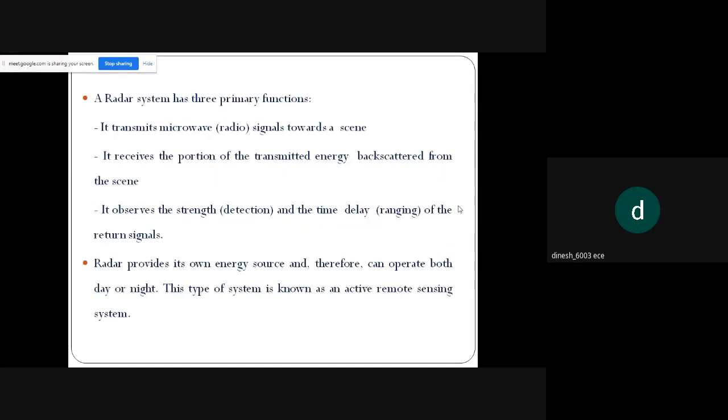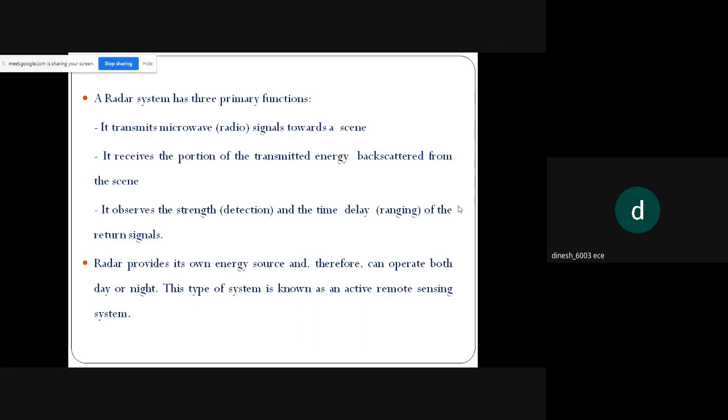So the radar has three primary functions. One is transmitting, second one receiving, third one observing. In transmitting, the radar transmits radio signals or microwave signals towards the target. Then it receives the portion of the transmitted energy which is backscattered from the target. Then it observes the strength, or the detection, and the time delay, or the ranging, of the return signal. Depending upon that, the distance at which the object or the target is present can be easily calculated.